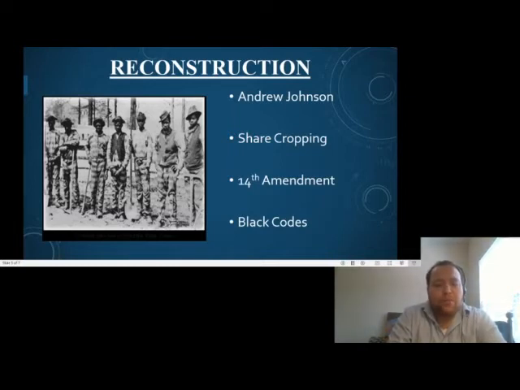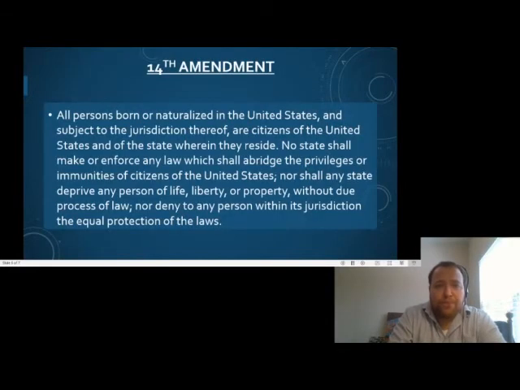This is followed by some very important legal changes that will have repercussions that will be felt all the way into the civil rights movement of the 20th century in the 1960s. So I think it's important for us to address these. The first is the 14th Amendment, followed by what are referred to as black codes, which eventually become what's referred to as Jim Crow laws. So let's look at this for a second.